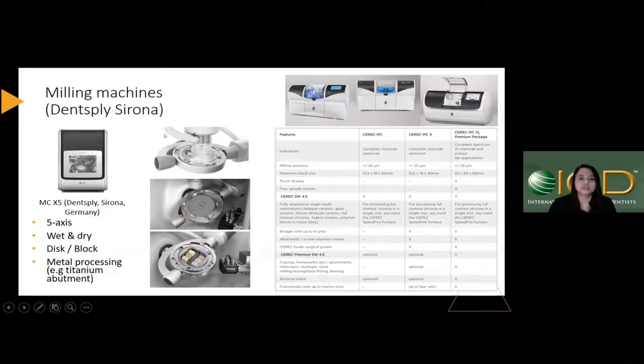And the more advanced one is this type, the MCX5 from DENTSPLY. It's also a 5-axis, and this type of machine can do wet and also dry processing. So we can choose which one we need. And it can also mill the disc type or block type.